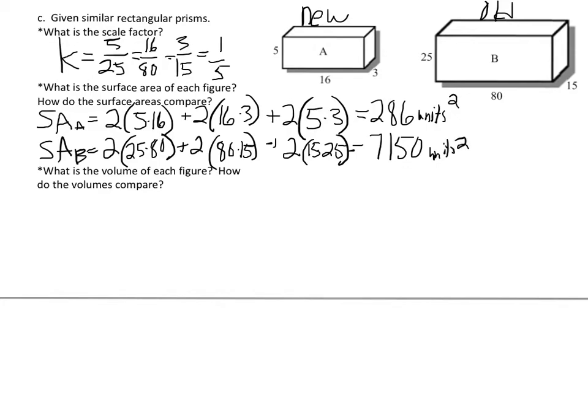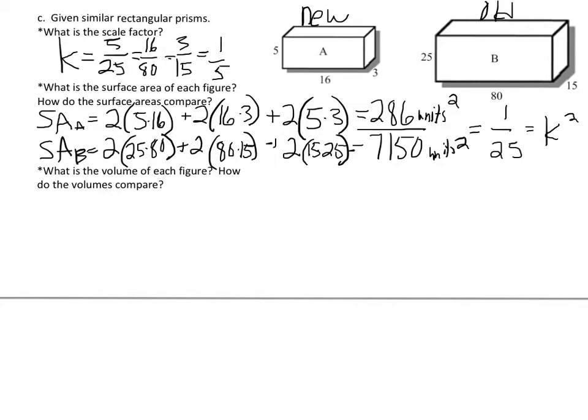Here I already wrote it as new over old. So it would be 286 over 7,150, and I can actually simplify that down to 1 over 25, which is exactly what I wanted, k squared.